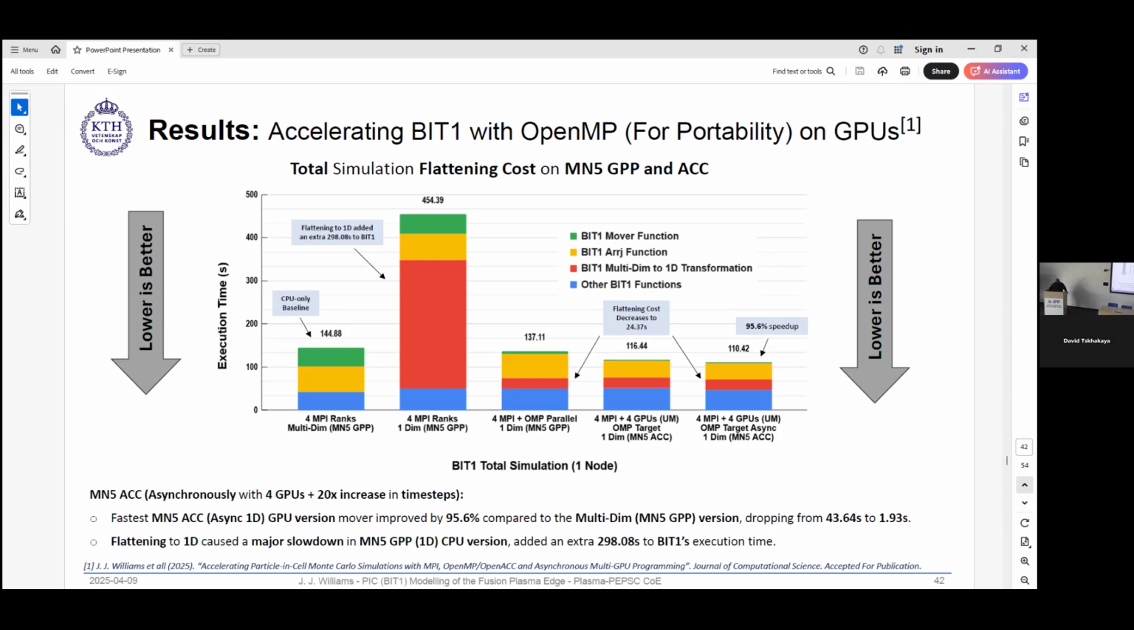So I had to rewrite the kernels for the mover and arranger using the flattened 1D.